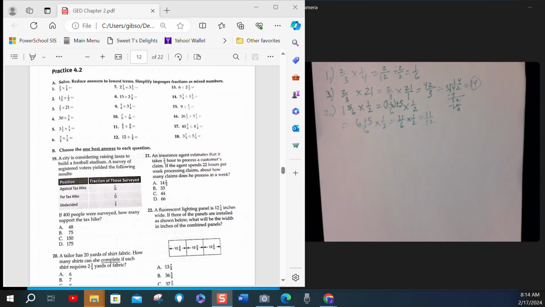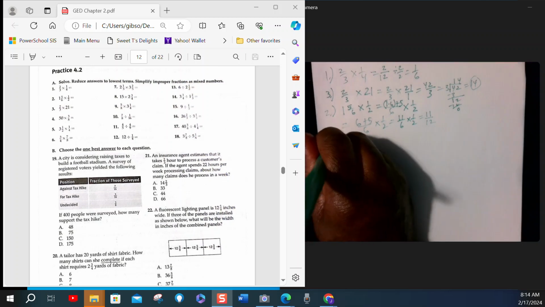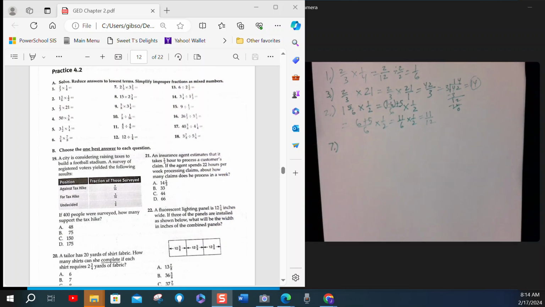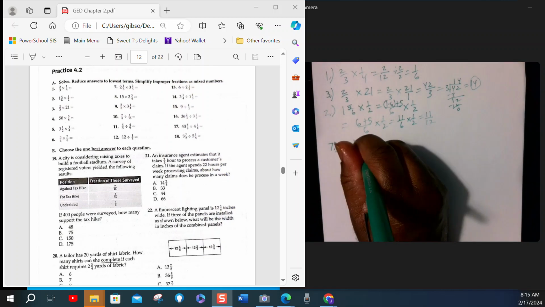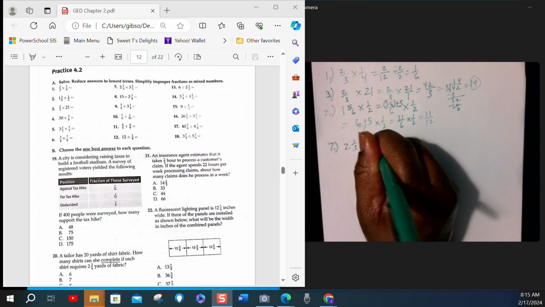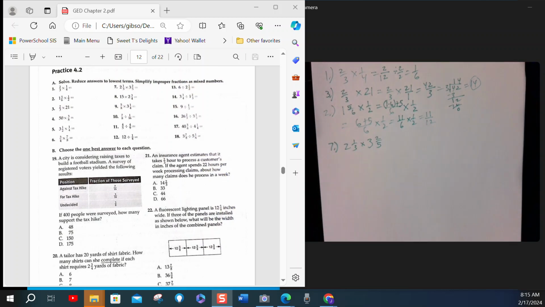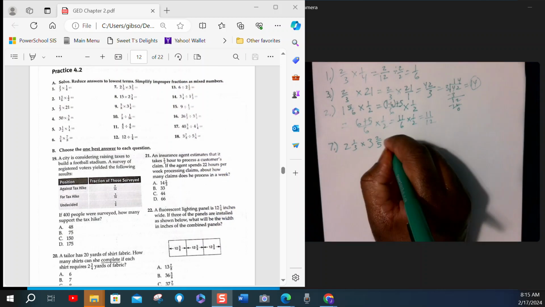Okay, now the next thing I want to do is a mixed number times a mixed number. So if we look at number 7, now we have 2 1/3 times 3 2/5. Now, we need to change these mixed numbers to improper fractions. So I'm going to show it again. Now, I would tell you this will be my last time showing the extended way of changing a mixed number to an improper fraction. So pay close attention.